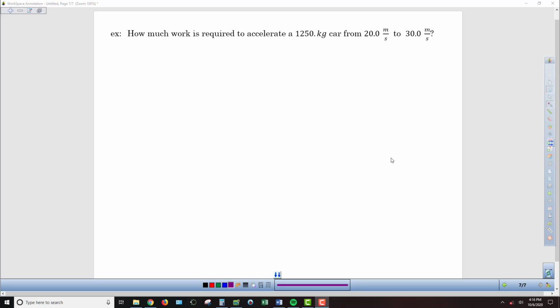And that's exactly what we see in our last example. So we see our car now has a little bit more mass at 1,250 kilograms, and so we're going to see how much work is required to accelerate that car from 20 meters per second to 30 meters per second. So we can go to that work energy theorem to find what that change in the TKE is, which is going to be the amount of work that's being done.